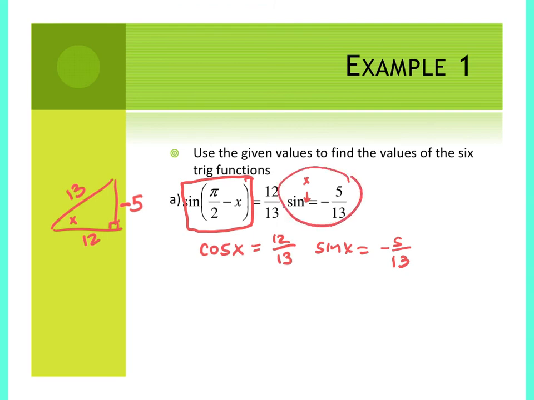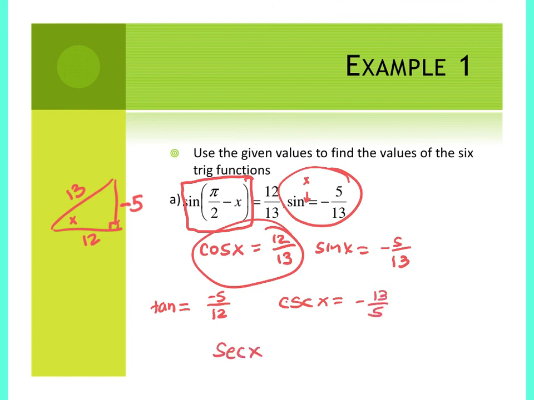So now I already have sine, I already have cosine. Tangent would be opposite over adjacent. Cosecant would be the reciprocal of sine, negative 13 over 5. And secant would be the reciprocal of cosine, 13 over 12. So the right triangle trig does not go away. It's just that you're now going to use it with your properties.